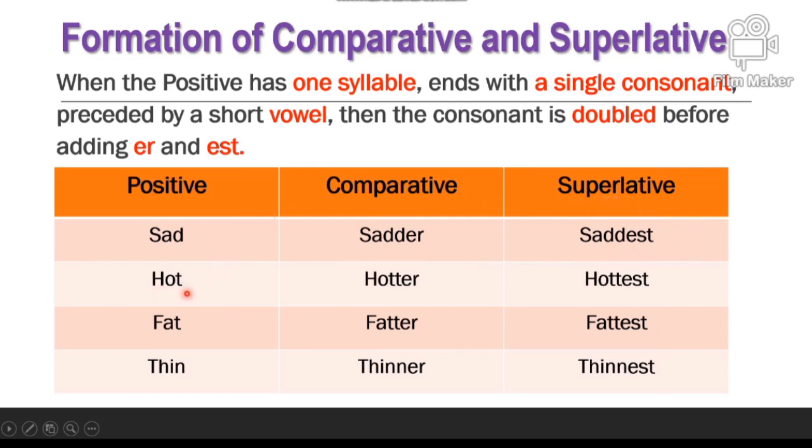Some more examples. Hot, hotter. Here, t is consonant, o is vowel, so to make it comparative, t is doubled, hotter, hottest. Fat, fatter, fattest. Thin, thinner, thinnest.